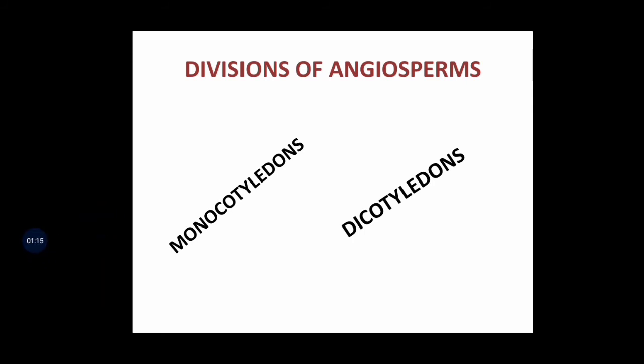Then the seeds will develop into a new plant. So plants are of many types. Among many types, most of the plants belong to the division angiosperms. This angiosperm plants can again be divided as monocotyledons and dicotyledons. You must know about these two.